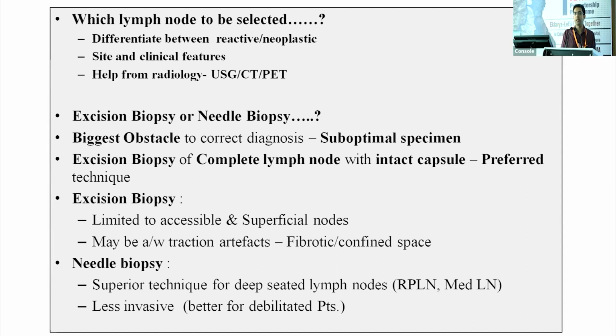Now the next important step is whether it should be excised or a needle biopsy should be done. Ideally, for a pathologist, a complete excision with intact capsule is the best specimen, because it gives us a plethora of findings which need to be studied, like the capsule. What is the thickness of the capsule? How are the sinusoids? Are there follicles or not? Is the pattern diffuse or follicular? Is there infiltration beyond the lymph node, or are abnormal lymphocytes going into the adjoining soft tissue or not? All these findings are possible only in an excision biopsy, but not in a needle biopsy.